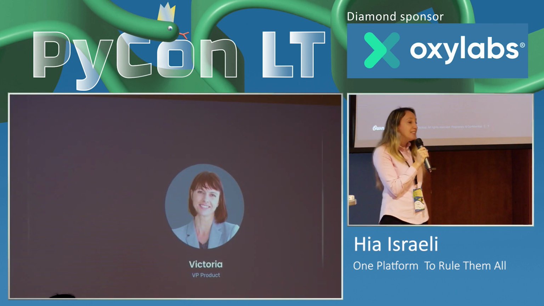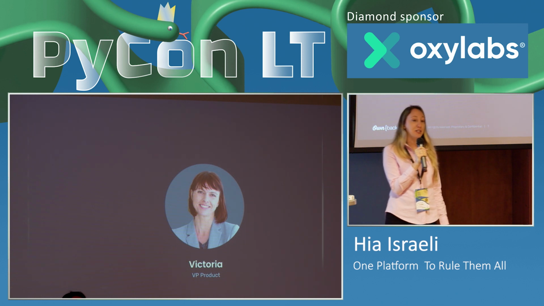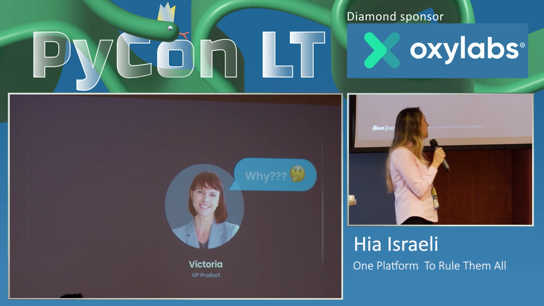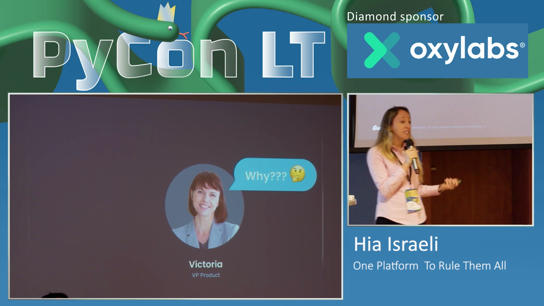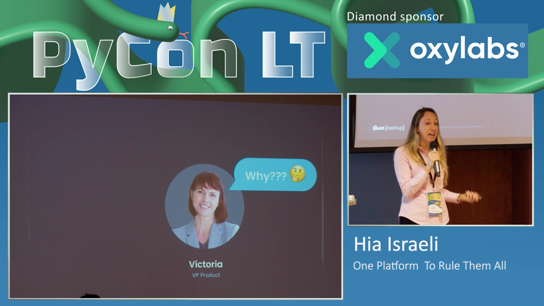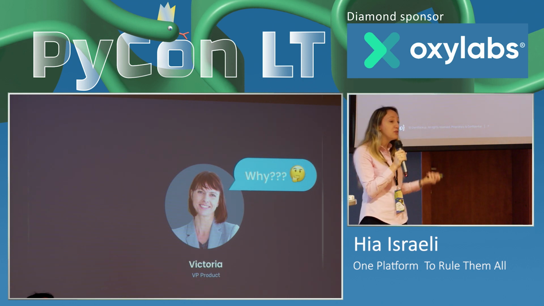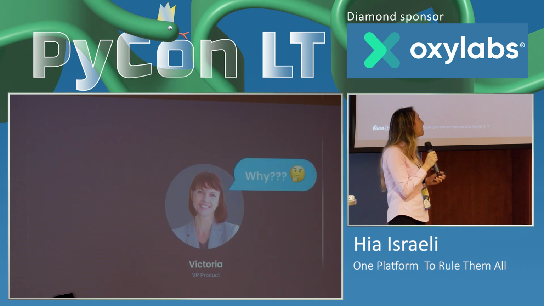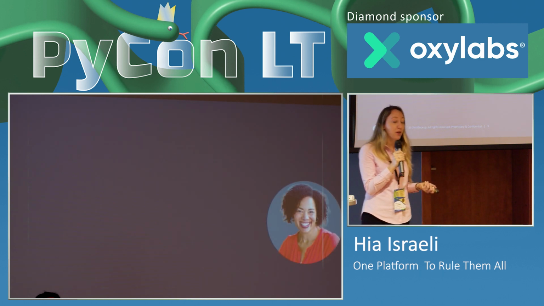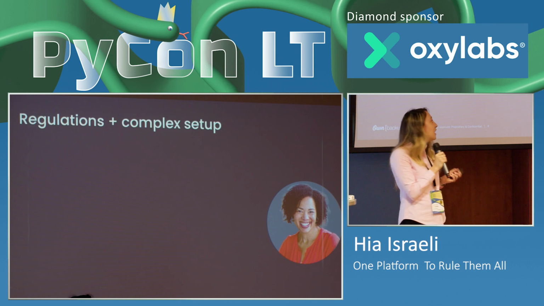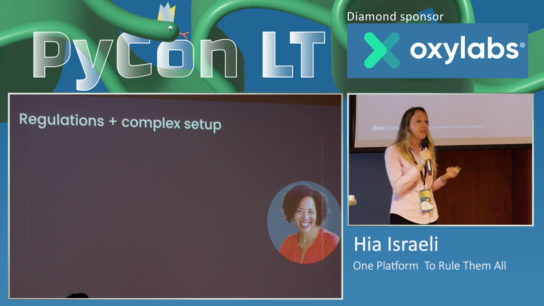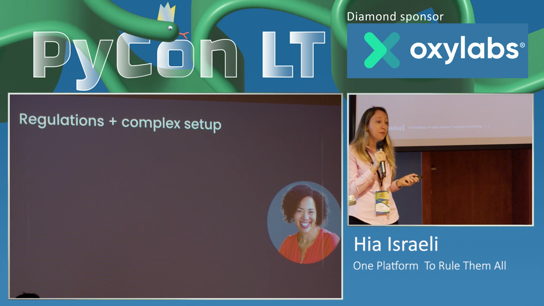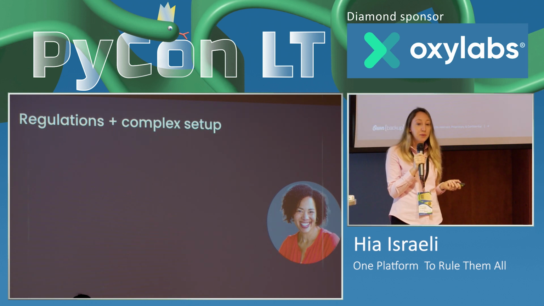So, Victoria, the VP product, is a very smart manager because she always asks the right questions. She asks why. Why does it happen? Why does the user have to repeat the sign-up process and the login process again and again, and he doesn't have a comprehensive view of all the users and all the regions? Alice, the developer, immediately knew the answer. She explained that due to regulations, we can't take the user's data outside of his geographical region. And we end up with a very complex setup, a multiple geographical region setup.